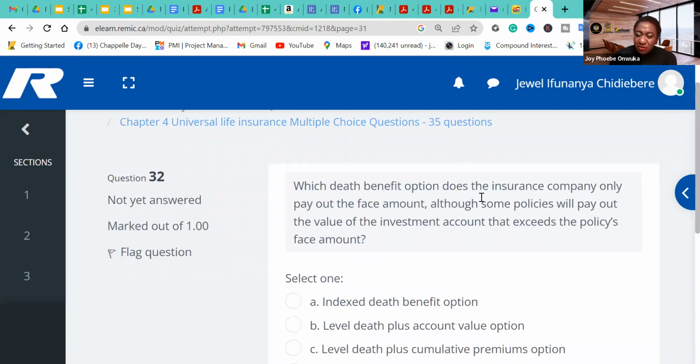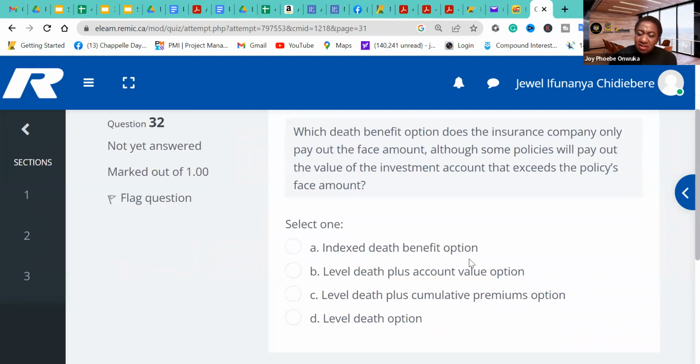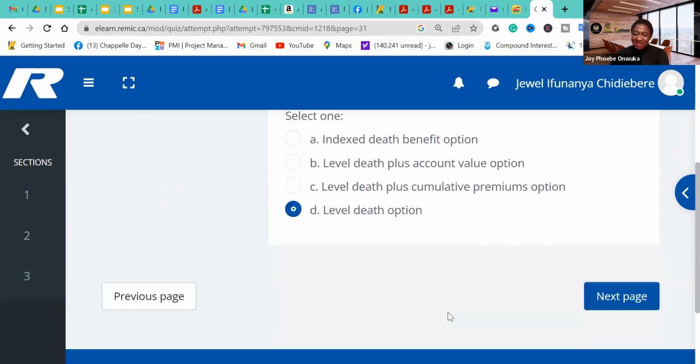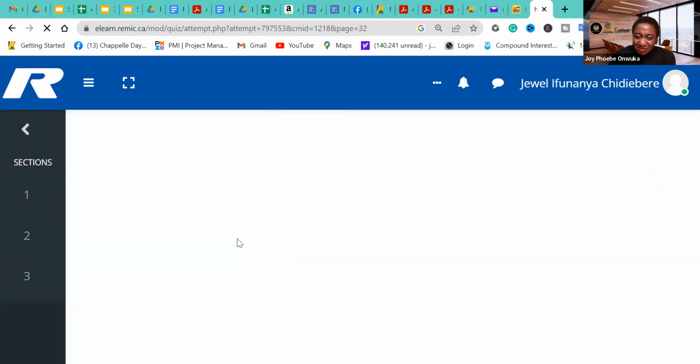Which death benefit option does the insurance company only pay out the face amount, although some policies will pay out the value of the investment account that exceeds the policy's face amount? Index death benefit, level death plus accumulated fund option, level death benefit option. Did I say index? Jesus Christ. Level death benefit. Gosh, please, guys. Let's try to read very well.